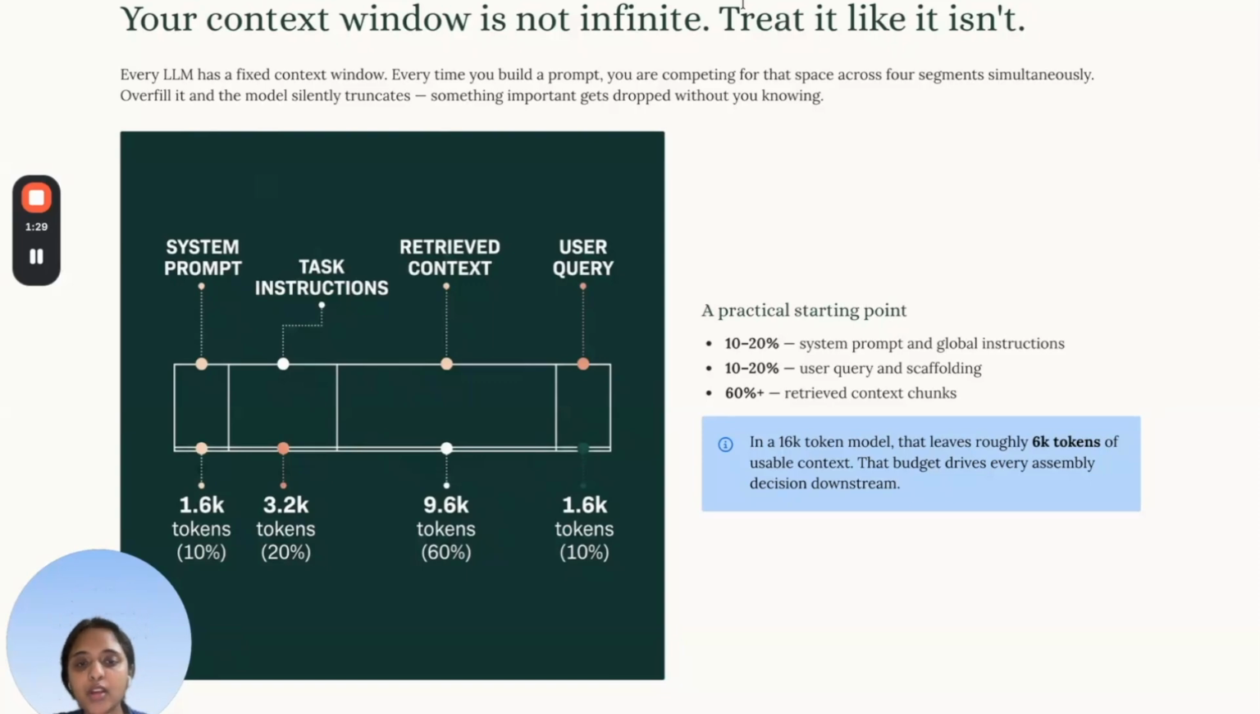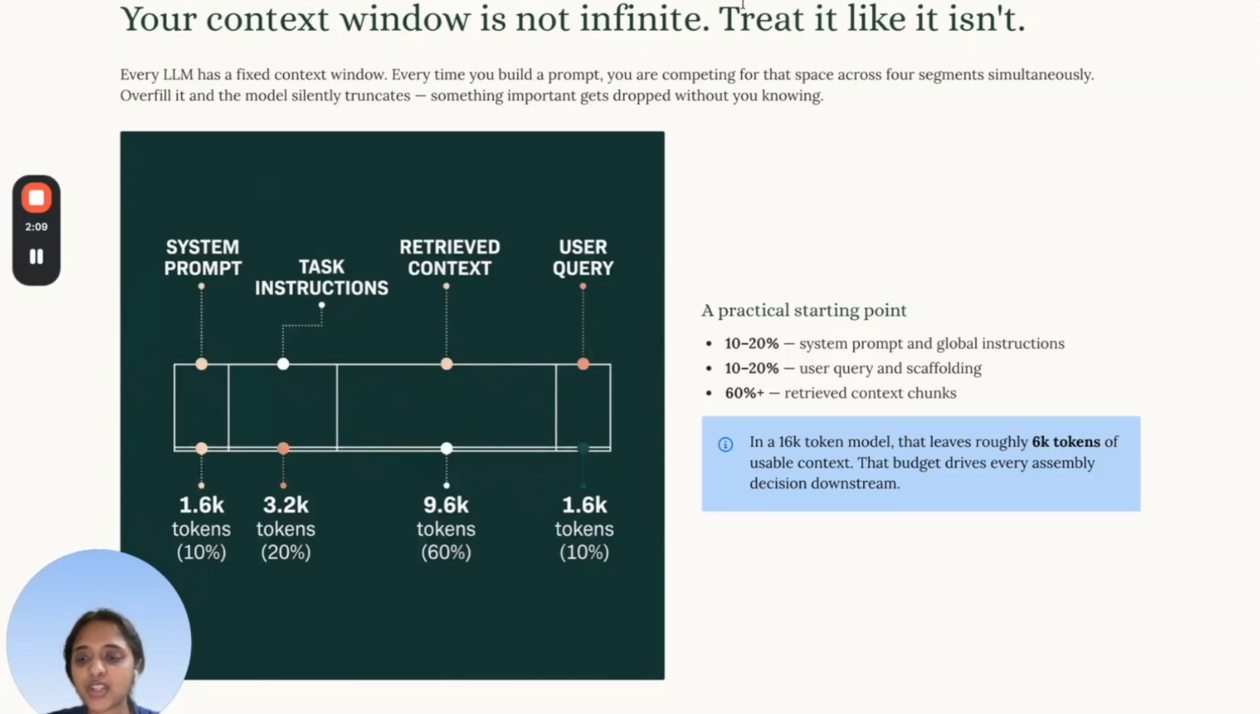So a practical starting point would be 10 to 20% of it should be given for system prompt and global instructions or the agent behavior. 10 to 20% should be given for the user query. That is important. Then somewhere around 60% is saved for retrieved context chunks. Suppose we have a 16K token model, like we can see in the diagram, 1.6K tokens would be somewhere around 10% to be given for system prompt, then for task instructions, retrieved context, and user query.